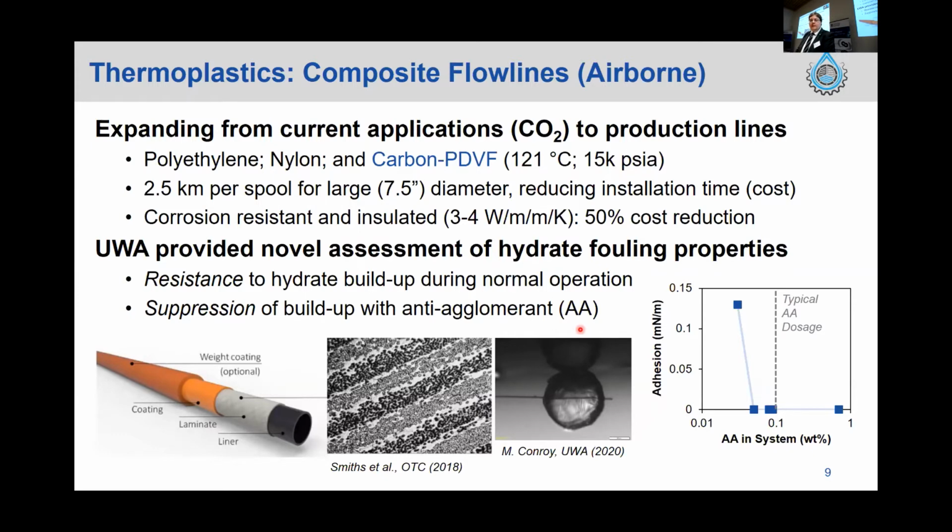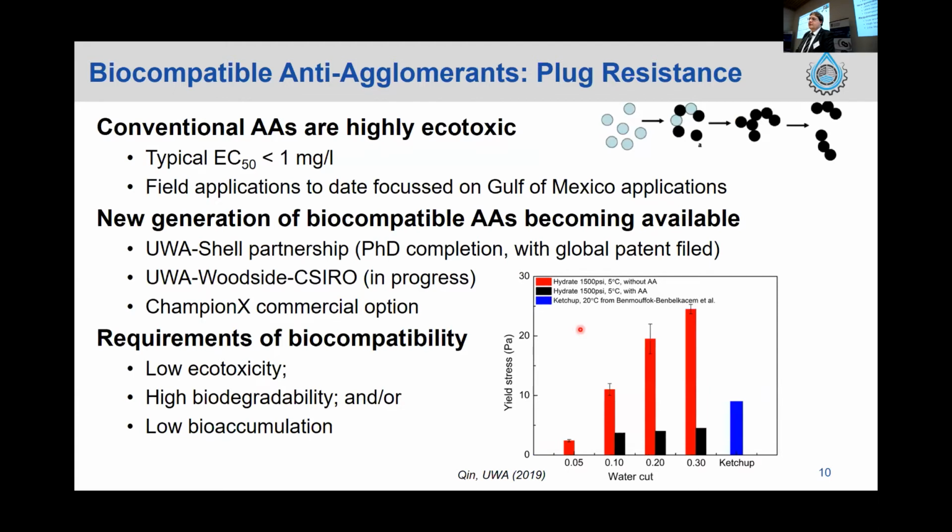Now, the problem, I guess, with anti-agglomerants traditionally has been that these things tend to be quite ecotoxic, and that's why we've been going through a number of projects with Shell and Woodside and CSIRO, looking at the idea of these biocompatible AAs. So whereas a typical Gulf of Mexico type AA will be toxic at, or have an EC50 of less than 1 mg per liter, the AAs that we're targeting have an ecotoxicity of at least 10 mg per liter, which is the Norwegian standard for a non-toxic anti-agglomerant. And what these effectively do, firstly, these are now non-toxic.